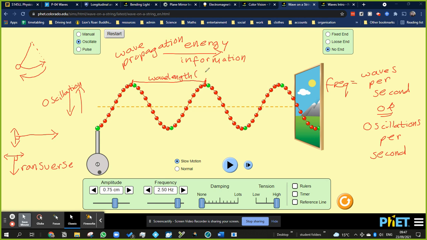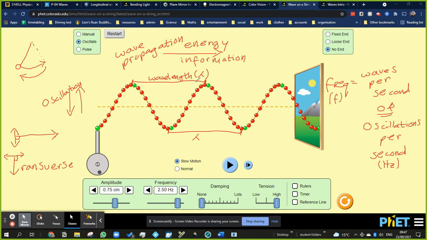The symbol for wavelength is a Greek letter which looks like that. The letter is called lambda, but basically that's what the wavelength is. You could also measure the wavelength from any other two identical points, like this one here. So we could just write lambda. The symbol for frequency, by the way, is little f, and the unit for frequency is oscillations per second. We can write hertz. Hertz just means the number of oscillations per second.